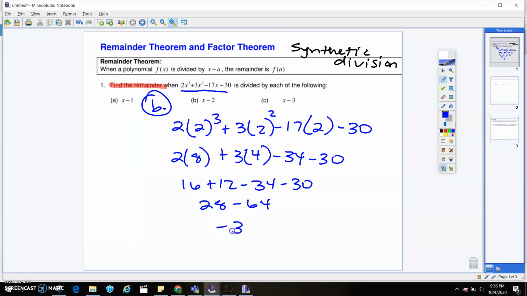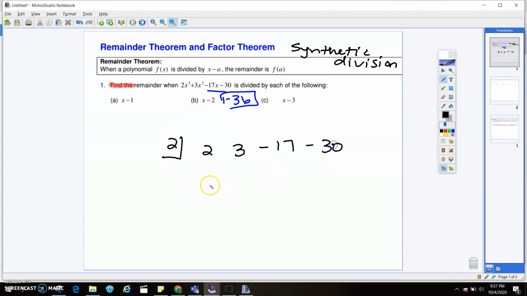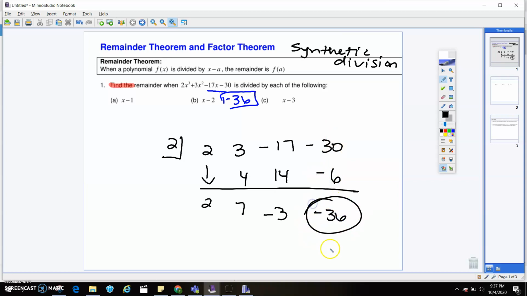Now you could have checked this by doing synthetic division. Okay, so theoretically this should be negative 36, right? All right, so let's try it doing synthetic division as well, because we should never get these type of questions wrong, because we have two different ways that we can do this problem. Okay, so let's change the sign, and let's list out the coefficients. Let's bring down that first term, multiply, add, multiply, add, multiply, add, and what's our remainder?